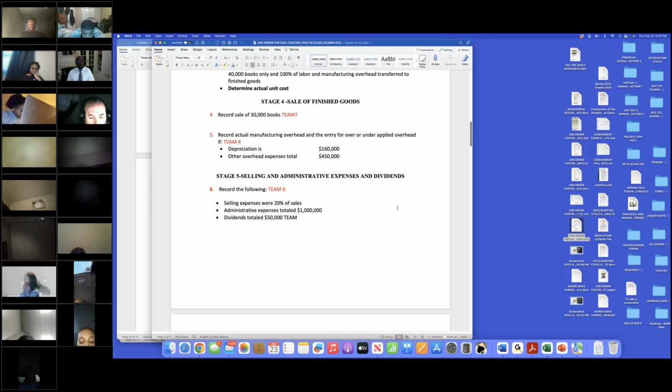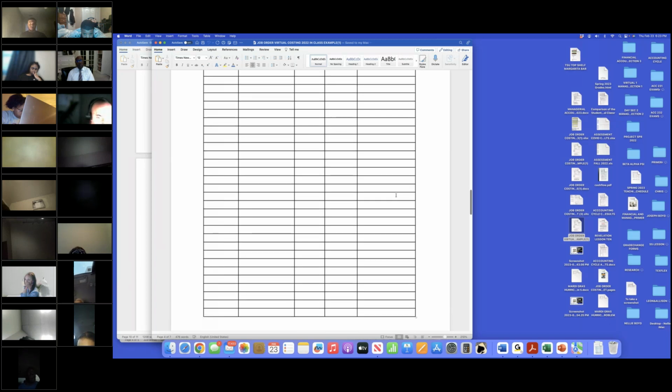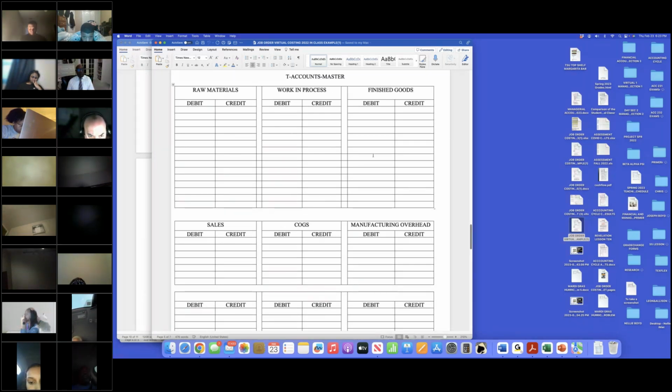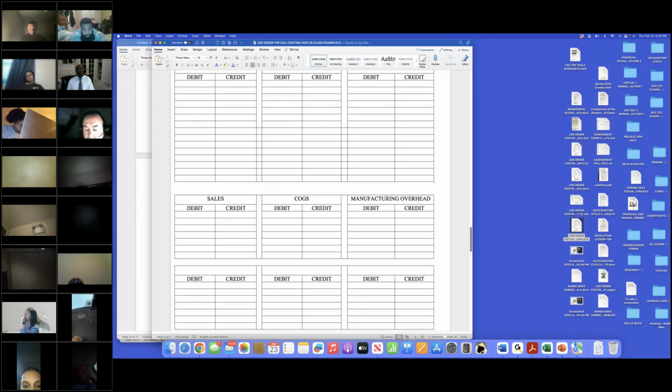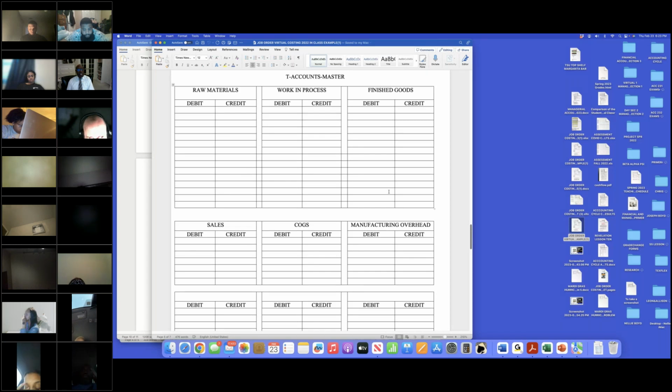So the journal entries are made here, actually on the Excel spreadsheet. But this is the T accounts master now. Overall, we'll work on the sheet, and we're only going to look at the T accounts for raw materials, work in process, and finished goods, sales, cost of goods sold, and manufacturing overhead. So we'll concentrate on these because these are the new things we need to do.